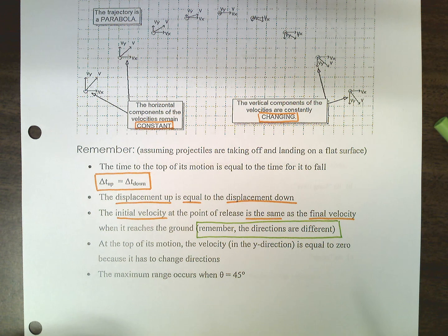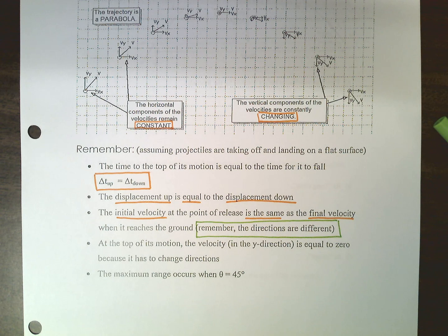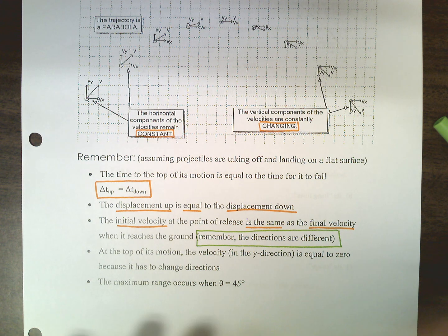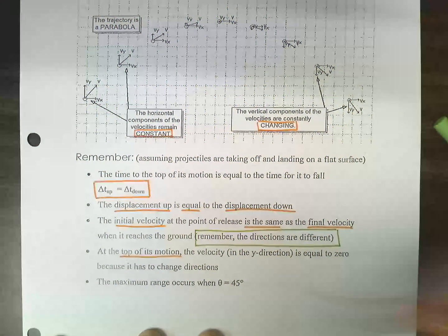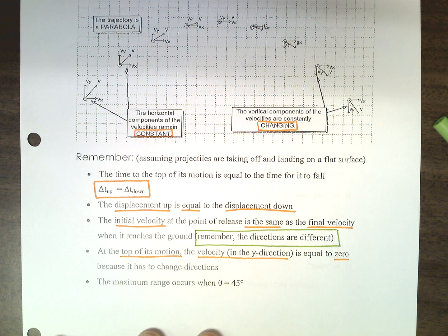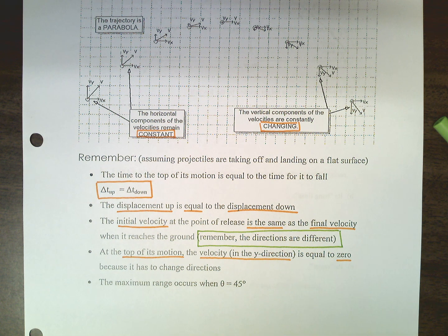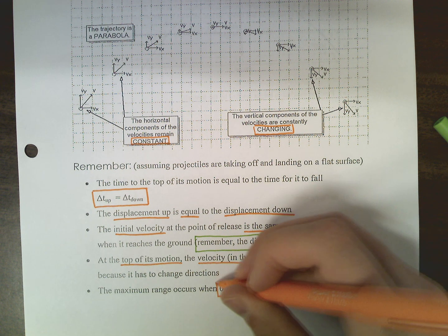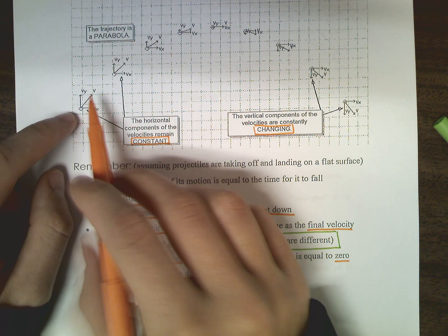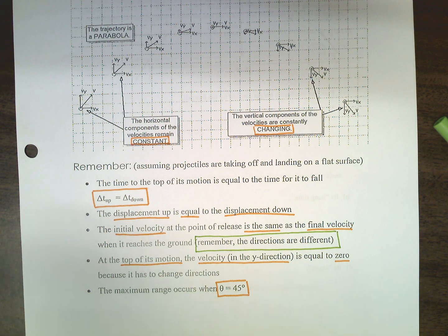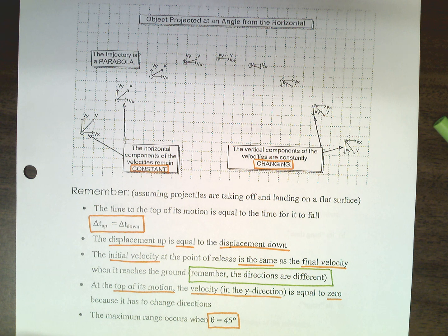We said that initially. At the top of its motion, the velocity in the y direction is equal to 0 for a brief second because the object needs to change directions to fall back down. So, top of its motion, velocity in the y direction is 0. Okay? And then the last one, which is maybe a little bit less important than the others, is that if we're looking for maximum range, our trajectory should begin at an angle of 45 degrees. Okay, so our initial trajectory should be 45 degrees. That'll give us maximum range.